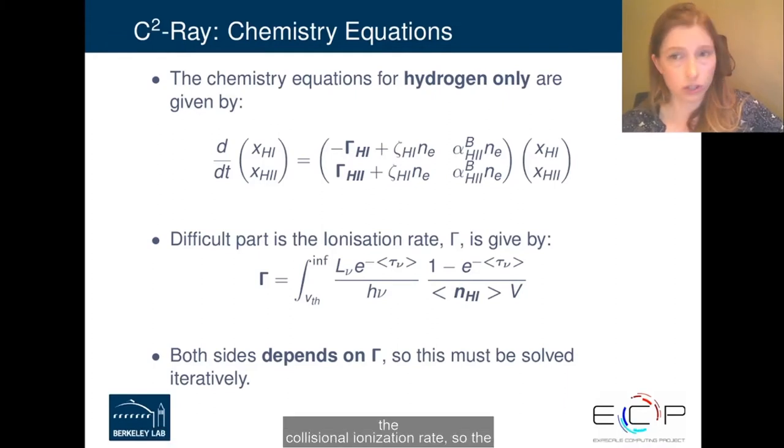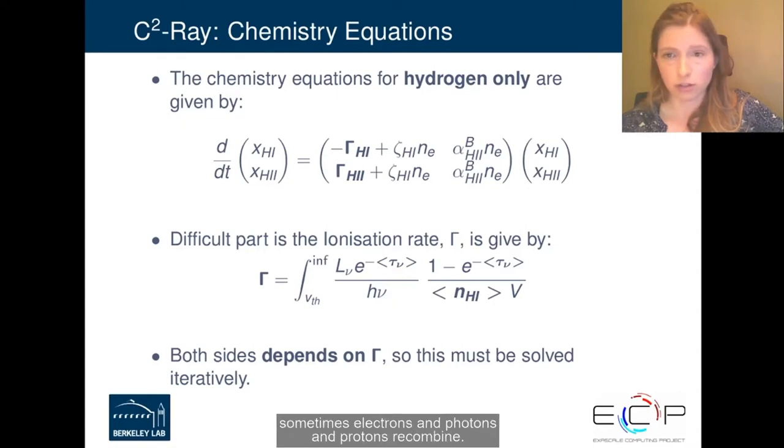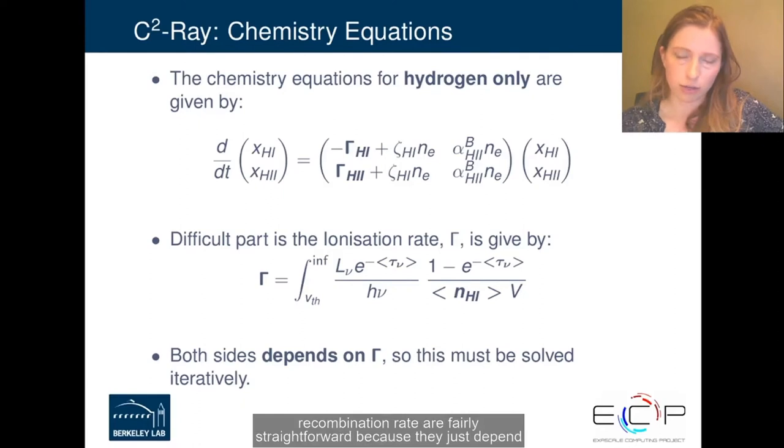Kappa is the collisional ionization rate, so the number of atoms which ionize just by crashing into each other. And alpha is the recombination rate, so sometimes electrons and protons recombine. The collisional ionization rate and the recombination rate are fairly straightforward because they just depend on the density.